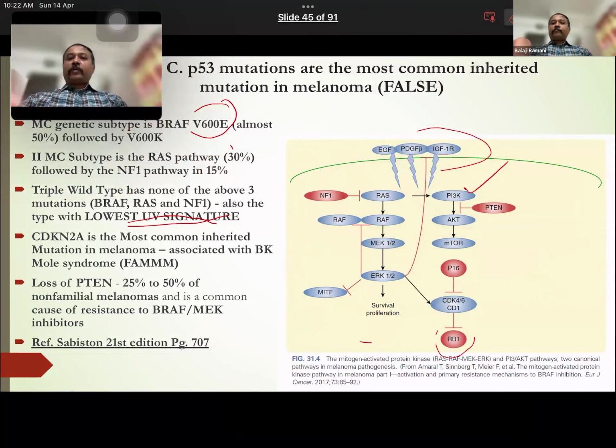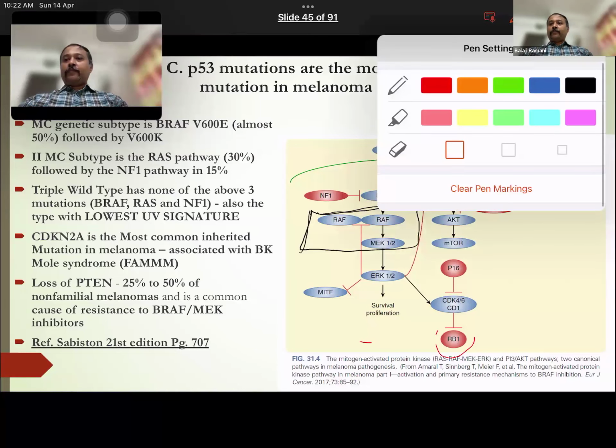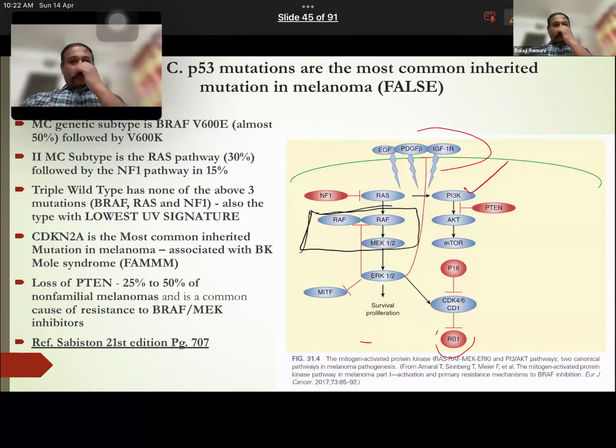So the RAS and the RAF pathway are the most important ones. The third most important one that you have is your NF1 pathway. All these three are commonly involved in melanomas. A combination of RAF and MEK inhibitors are the drugs of choice in the management of your melanomas. Right. And loss of PTEN mutation will happen in non-familial melanomas.